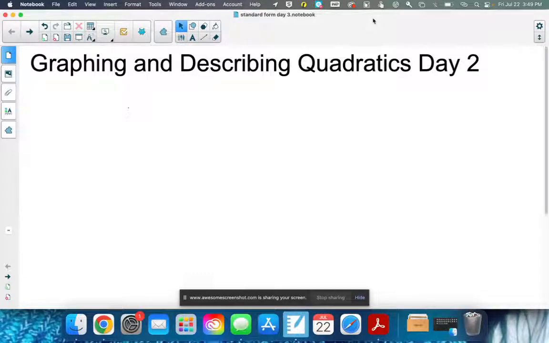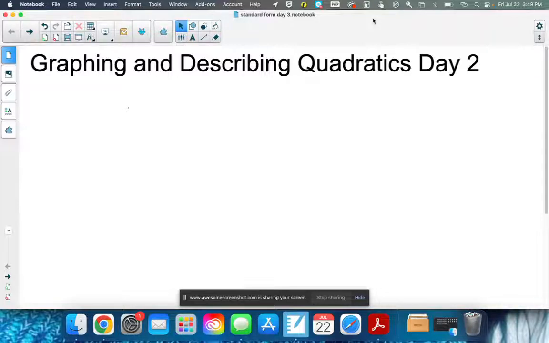Okay, so we are going to continue with our graphing and describing of quadratic functions. We are going to be describing everything that we have learned, including everything that we did in linear. So far we've already done domain and range and things like that. So now we're going to be putting it all together.